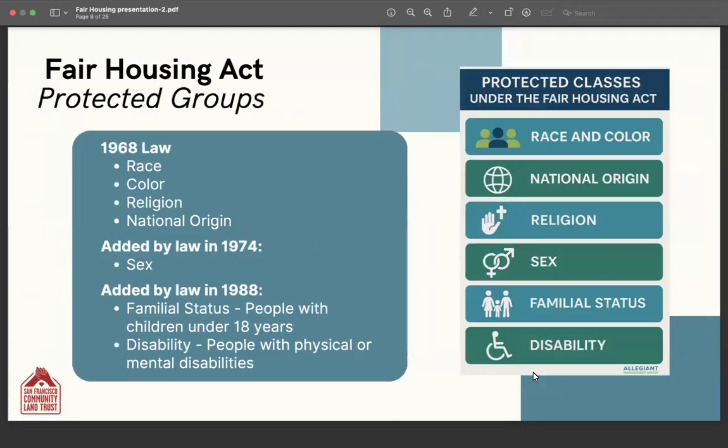The Fair Housing Act currently identifies 7 protected groups. So when the law was first passed in 1968, it included race, color, religion, and national origin. And then an amendment was added in 1974 to include sex as a protected group. And then finally in 1988, familial status was added as a protected group, so protecting people with children under 18 years of age, and then also those with disabilities, whether physical or mental.